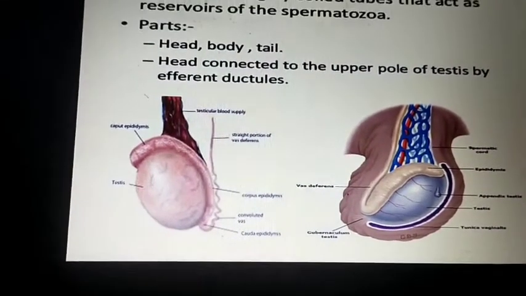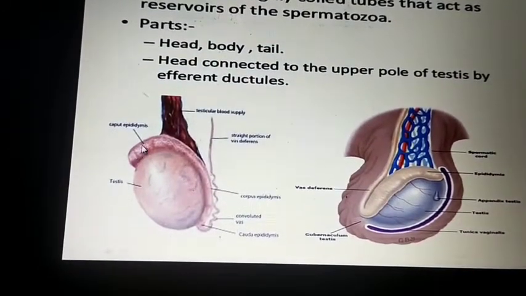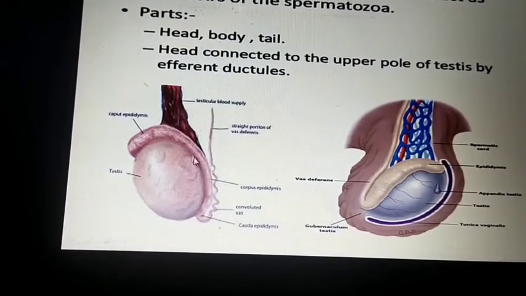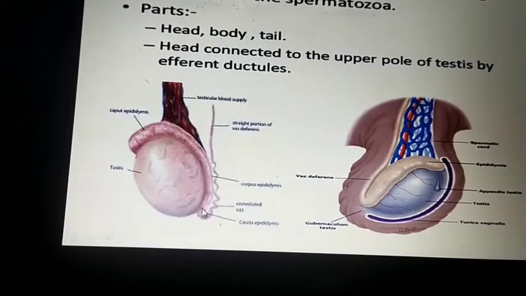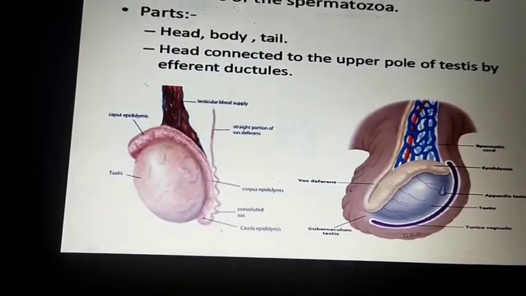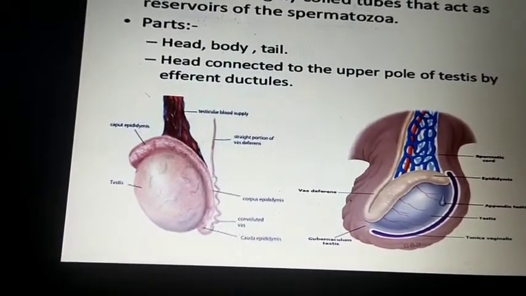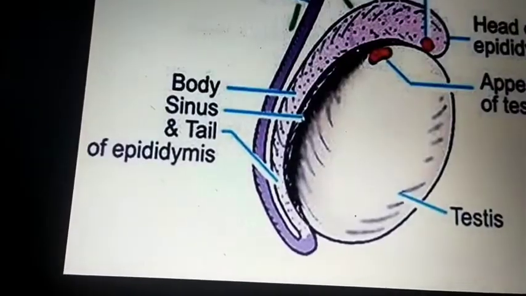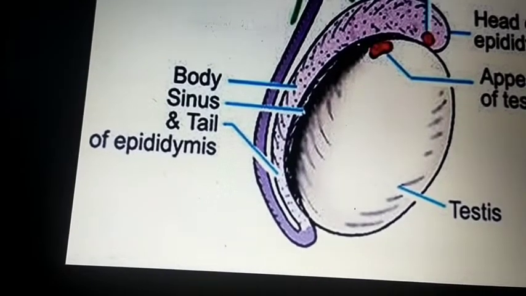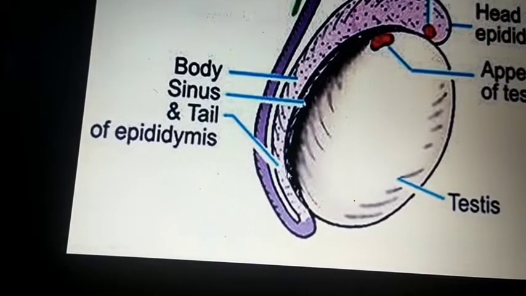The head is connected to the upper pole of the testis. The body is along the posterior border of the testis, and the tail is at the lower pole of the testis. The head connects to the upper pole of the testis by the efferent ductules. This is the head of the epididymis, this is the body, and the narrowest part of the epididymis is the tail.